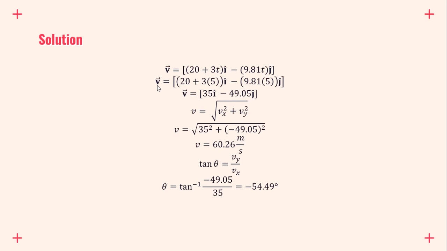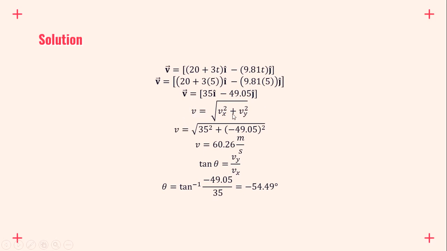So using the formula that we got earlier and substituting 5 for t, we have 20 plus 3 times 5 i minus 9.81 times 5 j. So we have 35i minus 49.05j. So this is our velocity vector at t equal to 5 seconds.